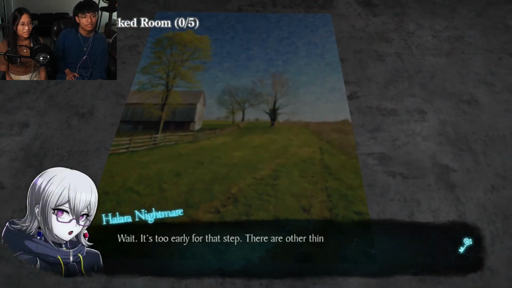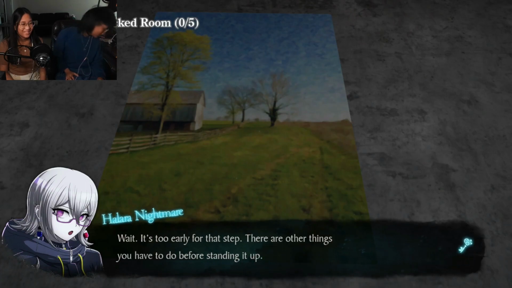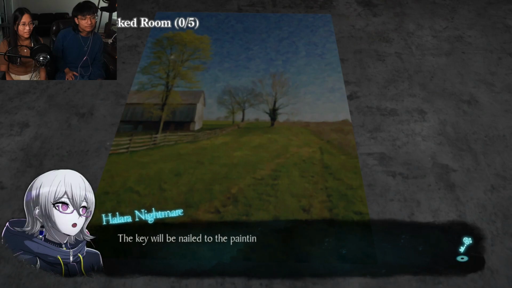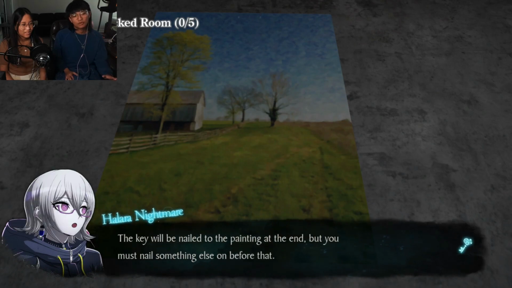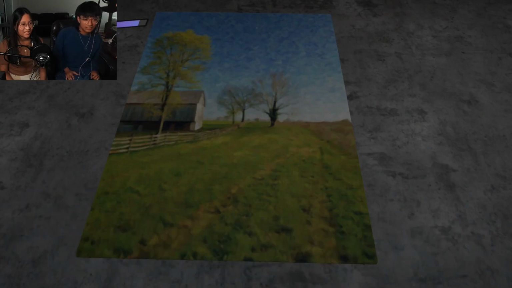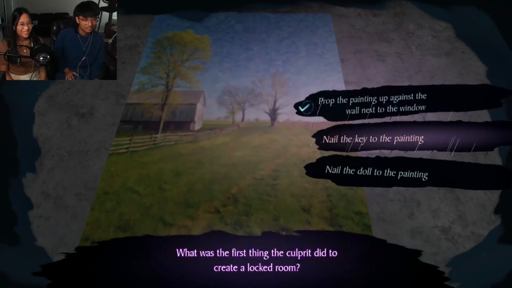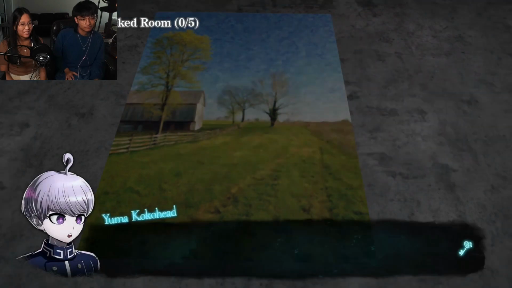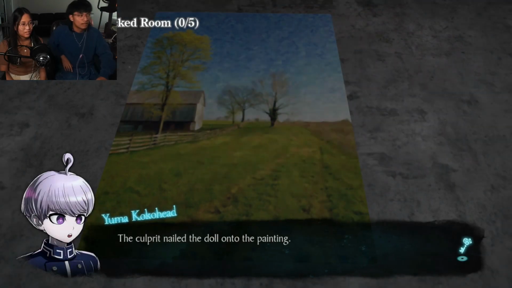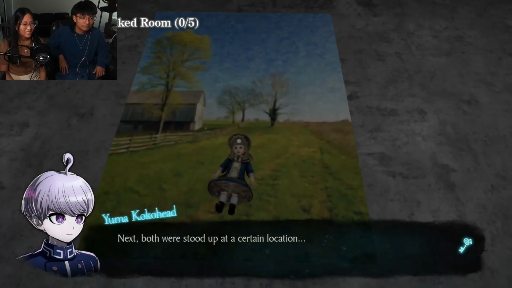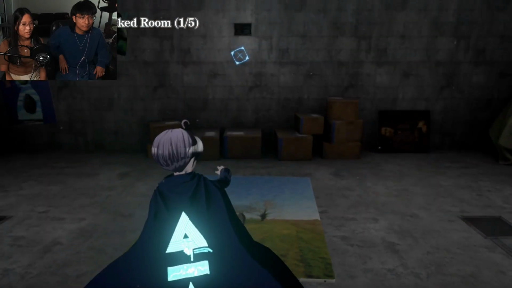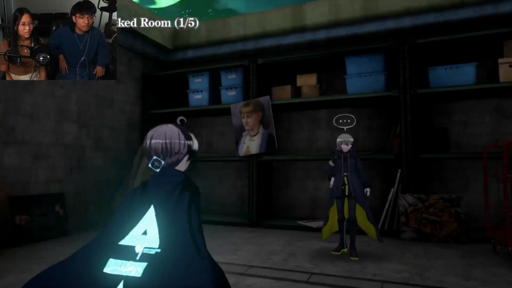Wait, it's too early for that step. There are other things you have to do before standing it up. The key will be nailed to the painting at the end, but you must nail something else on before that. Like a doll. The culprit nailed the doll onto the painting. That's what I was thinking, you know. Totally. Next, both were stood up at a certain location. Oh, that's what he means. You stood up at the window.